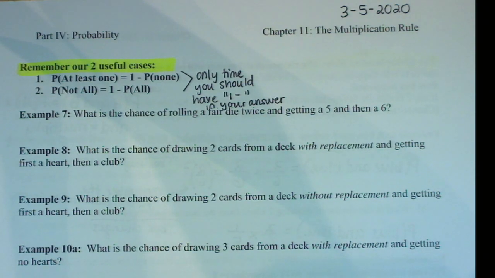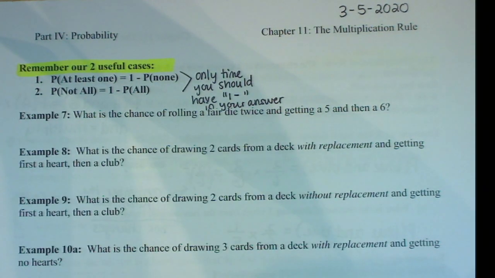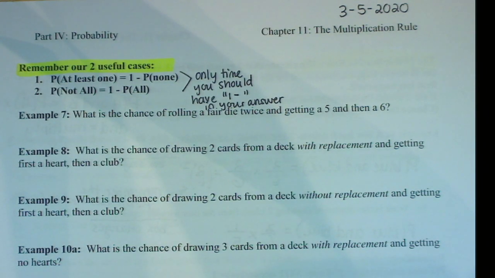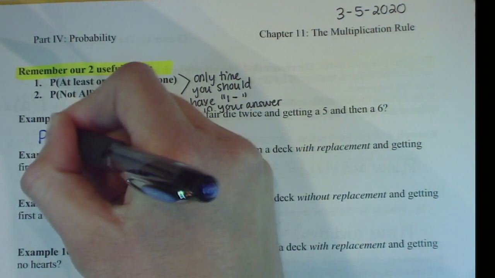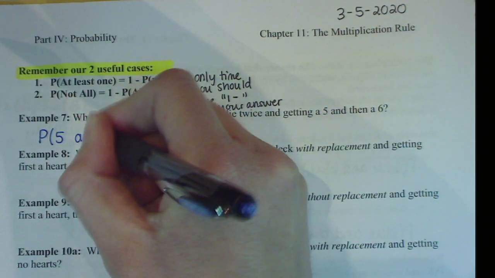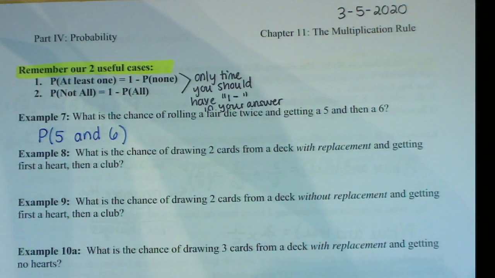When you read a question, because probability, I'm not going to lie, probability is hard. It's overwhelming, especially if there are multiple things going on in the question. So what I want you guys to do when you're doing these questions is don't think about doing everything at once. So if I read, this is an easy one, the first one: What's the chance of rolling a fair die twice and getting a 5 and then a 6? So don't think about rolling twice, think about rolling once. So the question's asking, what's the probability we get a 5 and a 6?